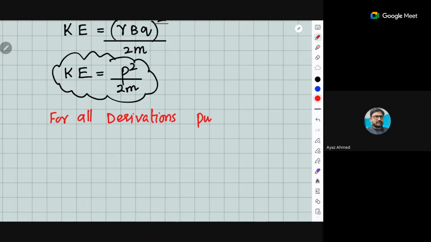Put Fc equals to Fb. This is the same key rule I have given you, Fg is equal to Fb.